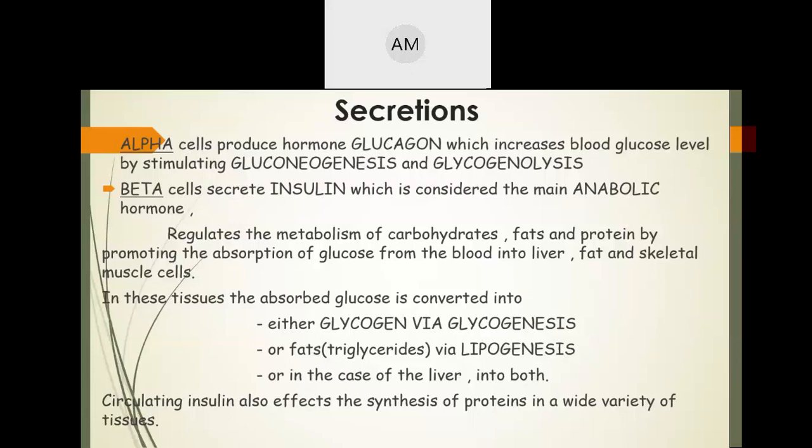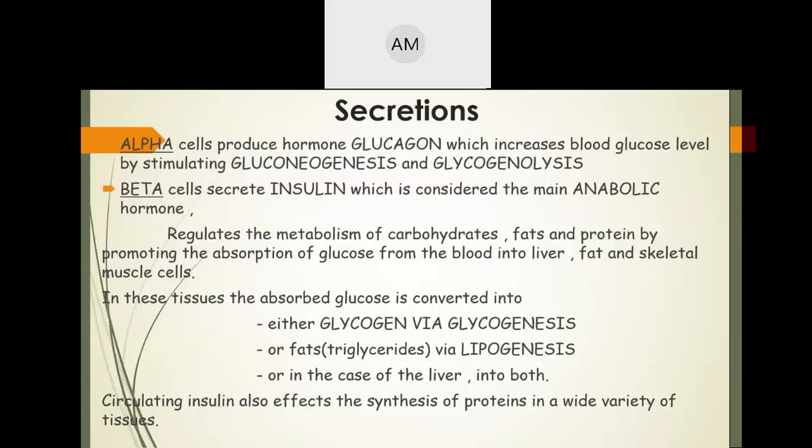The second cells, which are beta cells, secrete insulin, which we are all familiar with. Insulin is the basic anabolic hormone of the body. Anabolism and catabolism are two terms. Anabolism means production or making up of new cells or new tissues, and catabolism is breakdown.